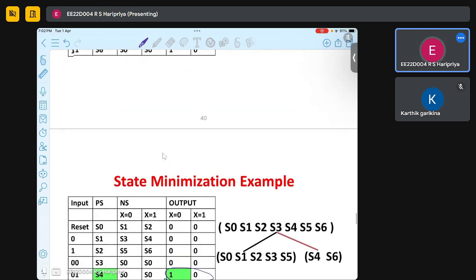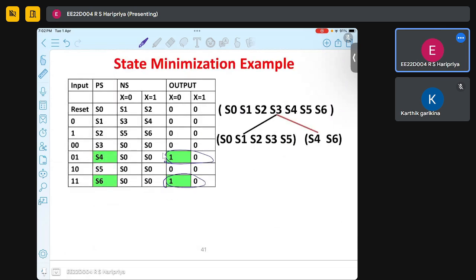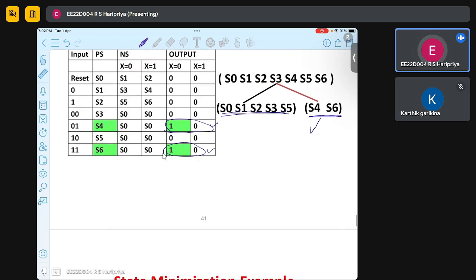Let's take this example. First step is to partition based on the output. So this and this have the same output and are different compared to the other states. So S4 and S6 form one group and the other states are in another group. So this is the first step. Next, what will be the next state if the input is 0 and the input is 1? The same will follow. This we have to check.